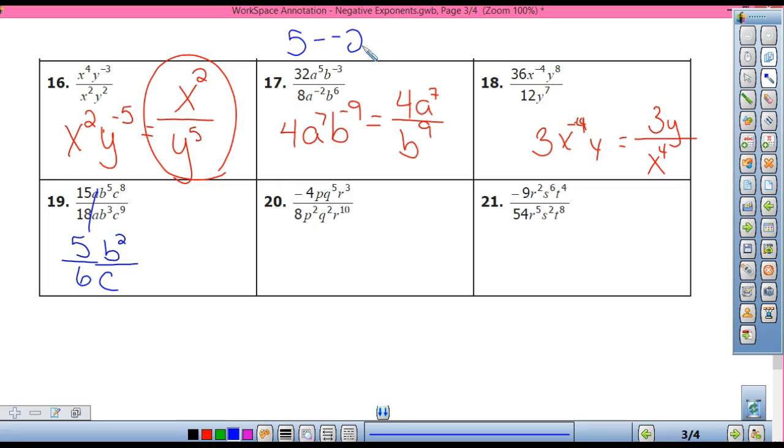P to the negative 1, right? So let's automatically put him where? On the bottom. We have Q to the third, positive or negative? Positive, so let's put him on top. R to the negative 7, so let's put him on the bottom.